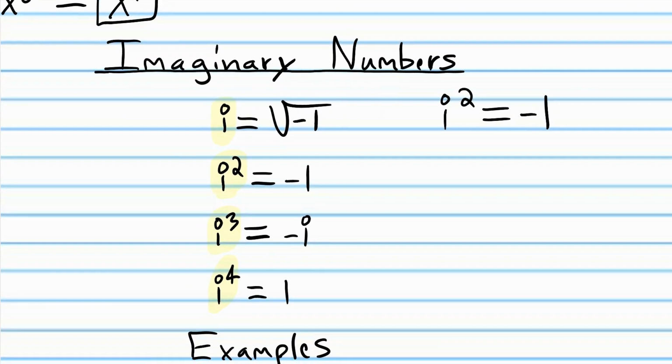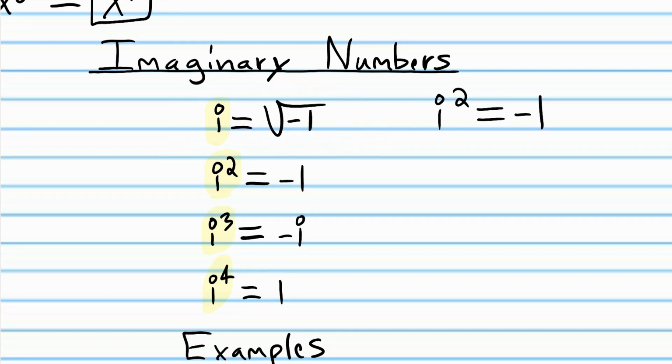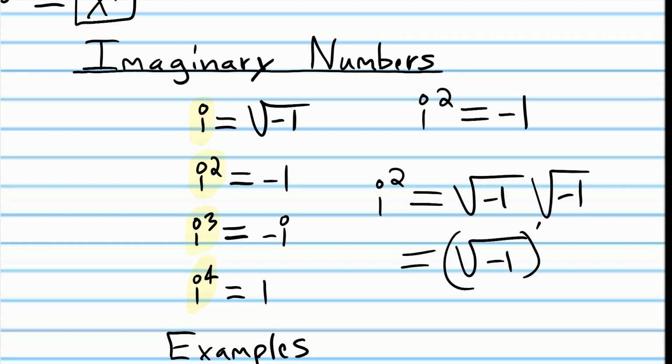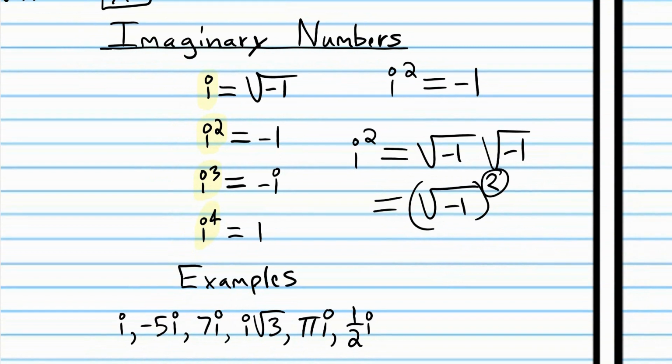And so you're probably wondering, well, why are we defining this term? Again, this is the definition of i. It is square root of -1. Okay, so if you square i, that's the same thing as multiplying root -1 times root -1. And that's the same thing as root -1 squared. The square is just getting rid of the square root, and you just have -1.